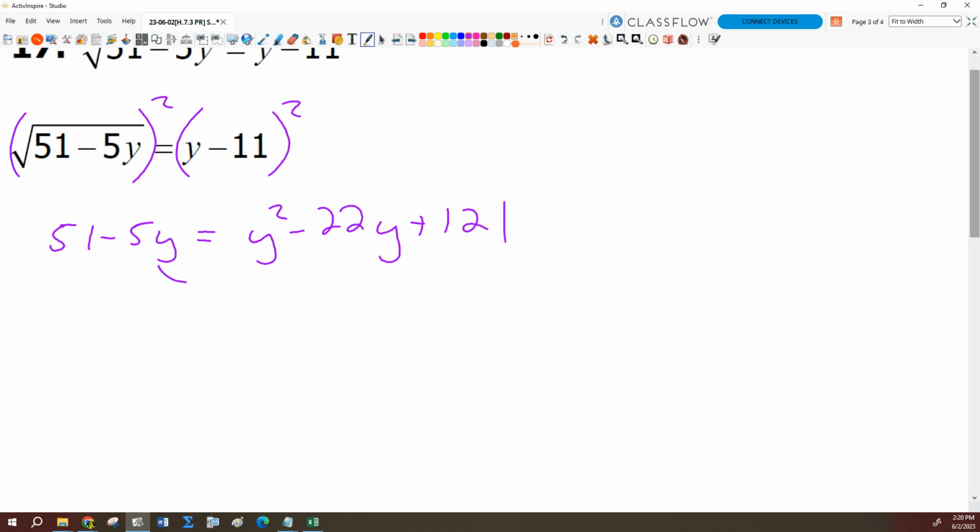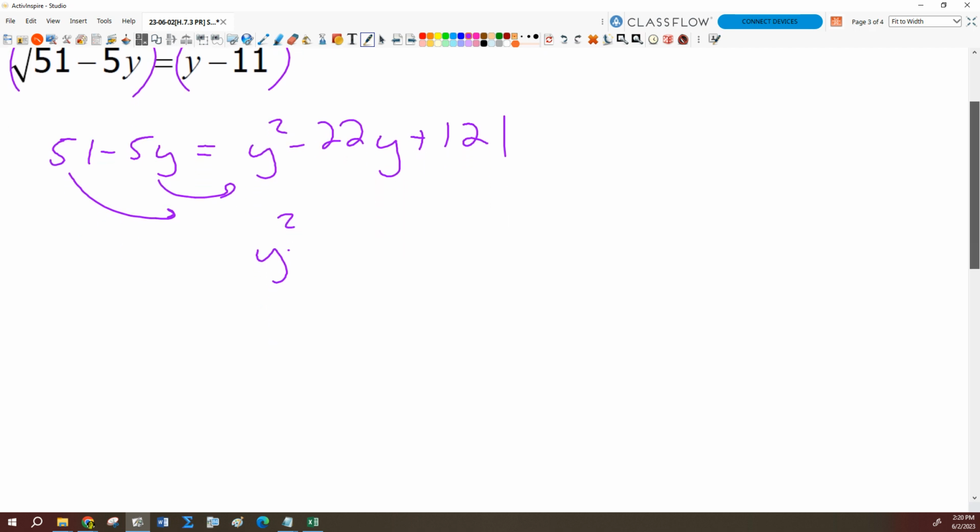Okay. So we're going to push all this stuff over here. And that's going to give us y squared. I'm going to add 5y to 22y and get 27y. And I'm going to subtract 51. Oh, negative 17. You're right. Yep.